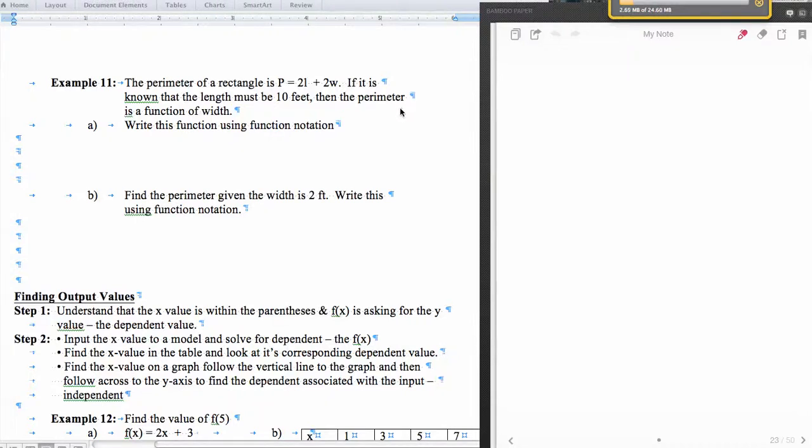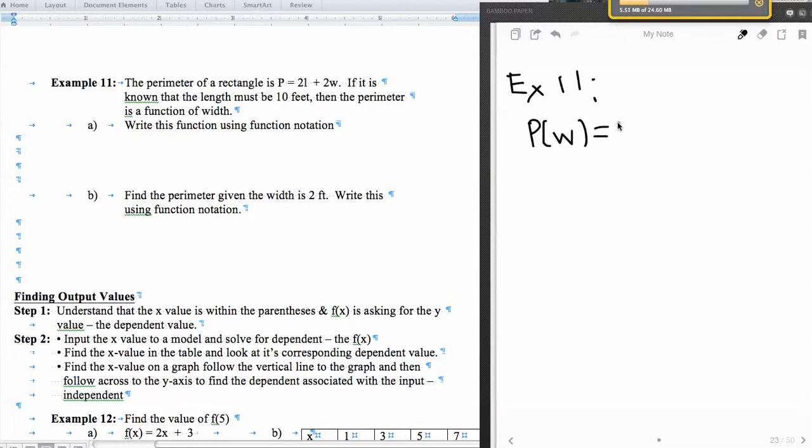All right, we're going to do example number 11, where we're going to show how we can use function notation to write something that we may do in our everyday world, but usually appears most often in our science world. Example number 11 says the perimeter of a rectangle is P equals 2L plus 2W. If it's known that the length must be 10 feet, then the perimeter is a function of the width. So I'm going to say the perimeter, P, is a function of W.